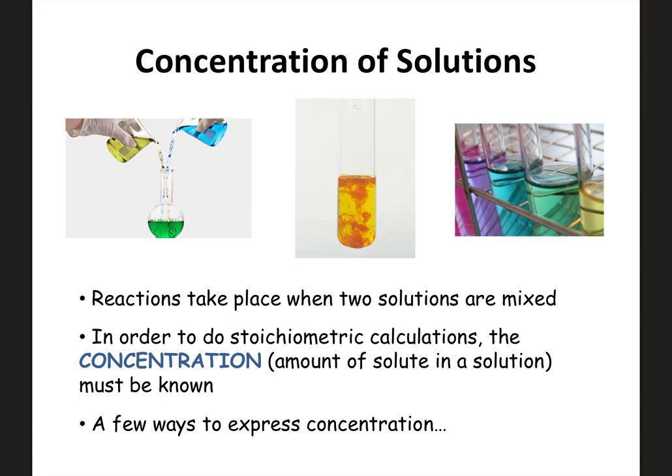In this video, we're going to talk about concentration of solutions and how to find the concentration. All right, so we know that reactions take place here when we mix two solutions. Oftentimes we get a precipitate forming, and that tells us that a reaction took place. But in order to do anything here with stoichiometry, we're going to need to know the concentration of these solutions.